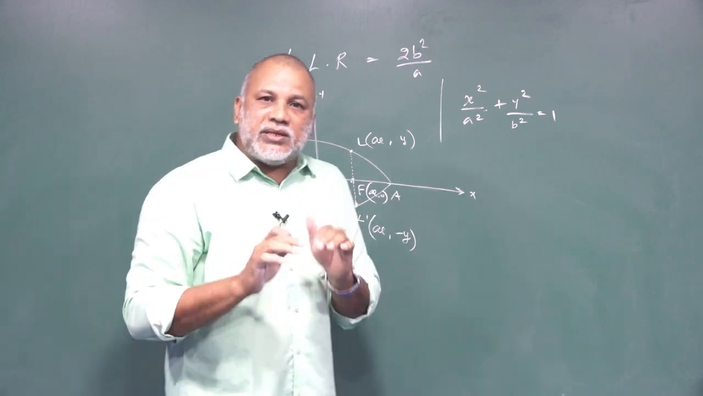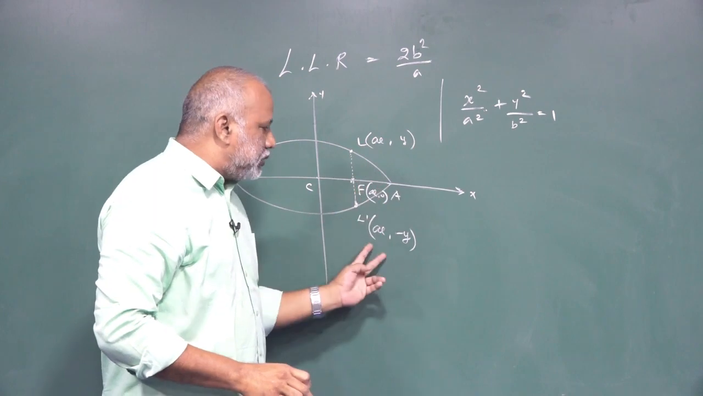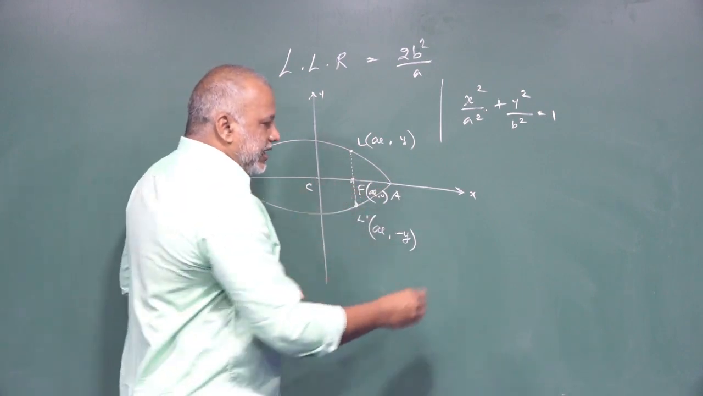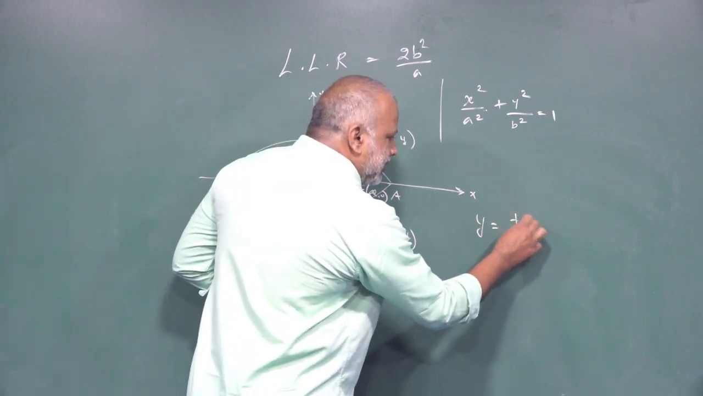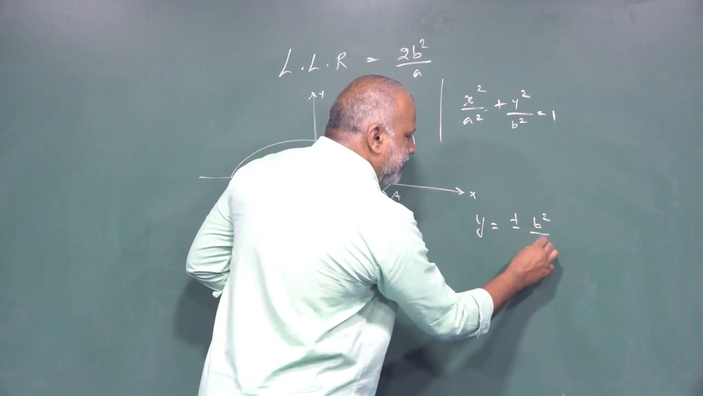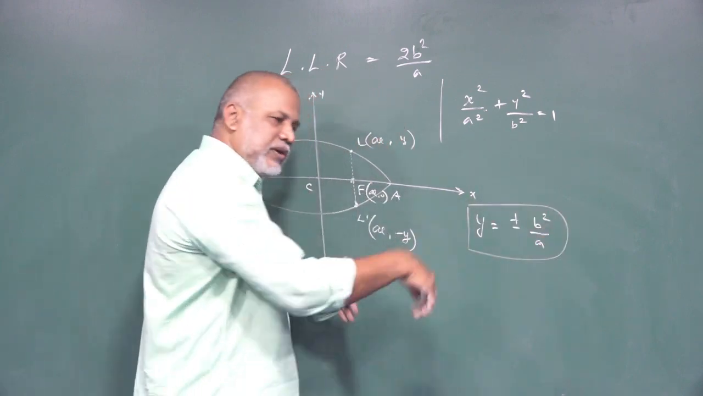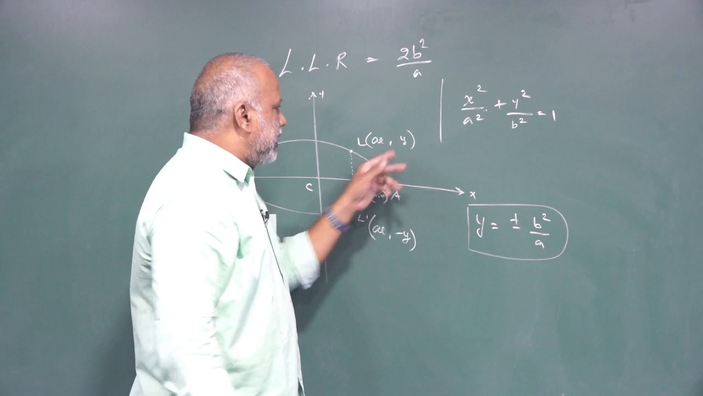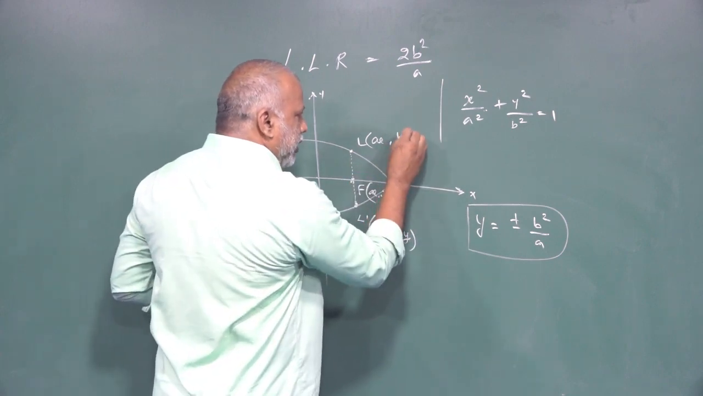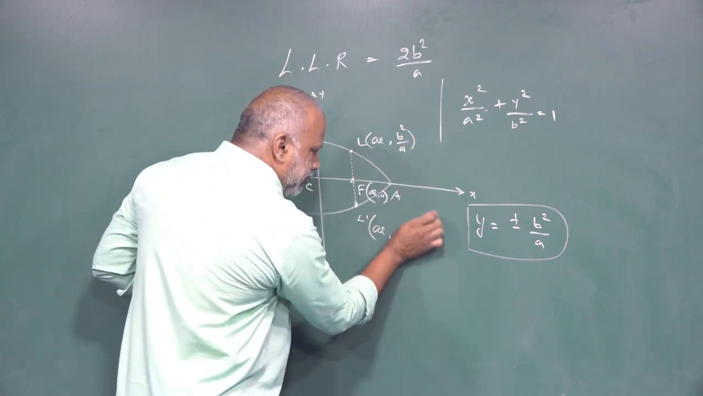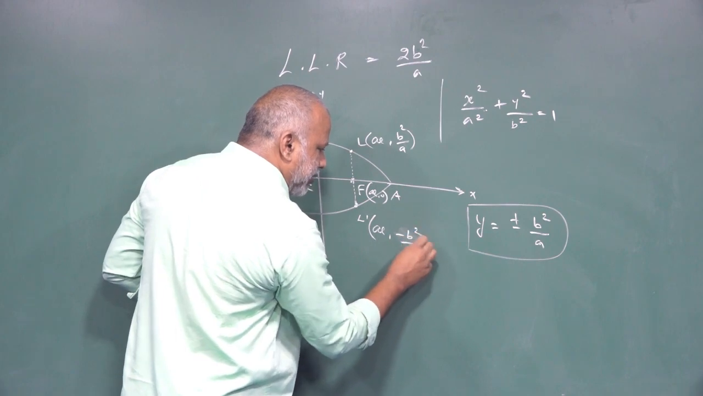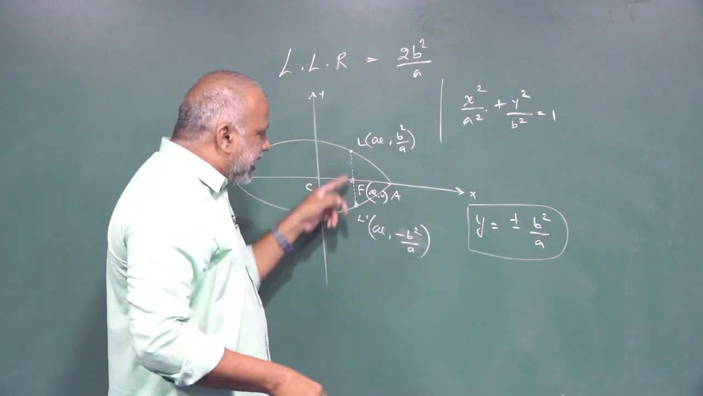For an equation passing through a particular point, we are able to substitute and simplify. You can derive y equal to plus or minus b squared by a. Refer to your previous video, we already worked this out. So y is b squared by a, then minus y is minus b squared by a. So we need the length.